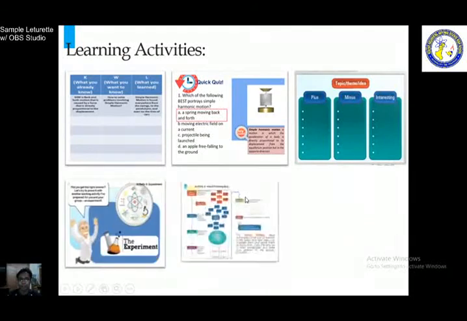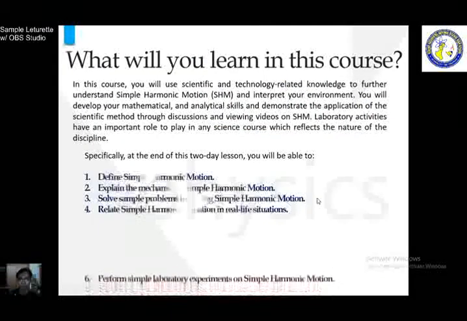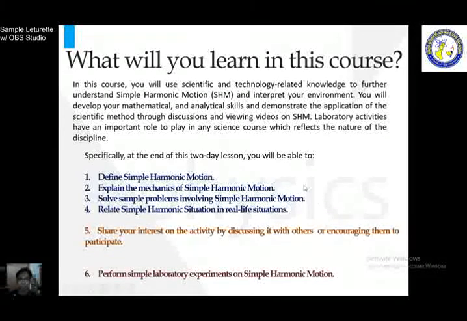And of course, these are some examples of my learning activities that are scattered all throughout the presentation of my SIM. So you have there the KWL chart, some quick quiz, the PMI chart, and of course the experimentation which you can simply do at home, the materials all available around you or inside your home, the visual thinking map, and of course the drills and exercises. So without further ado, let's start with the objectives of this SHM.